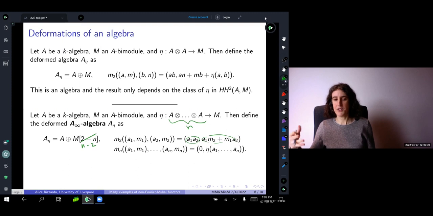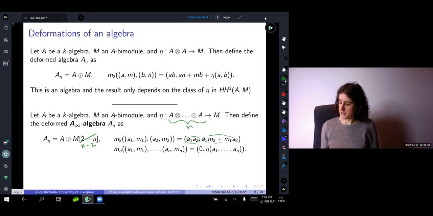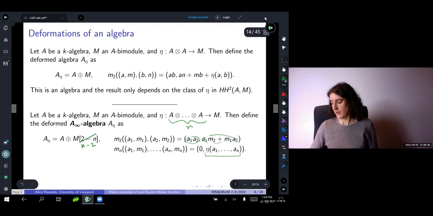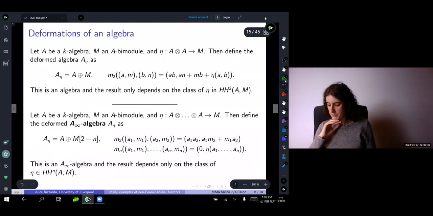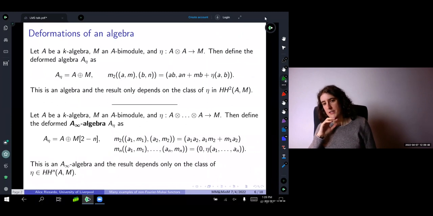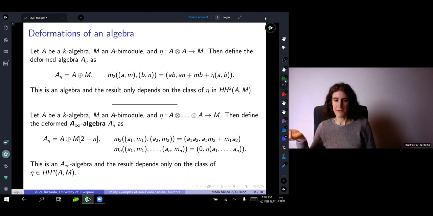But then we have this extra data of another multiplication that takes N elements instead, and this just uses this multilinear map eta. And so if eta is nice, meaning if eta is a Hochschild cocycle, then this works out, and this gives us the data of an infinity algebra.